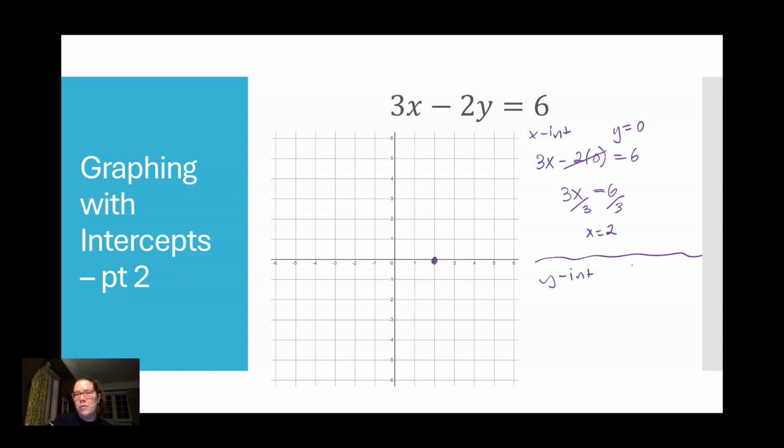And let's do the same for the y-intercept. That one happens when x is 0. And listen, 3 times 0 is just 0. Boom, it's gone. Don't lose that negative, though. We're going to divide by -2, and y equals -3. Here we go. Let's make our line as straight as we can. Close. Not perfect. Could use a ruler.